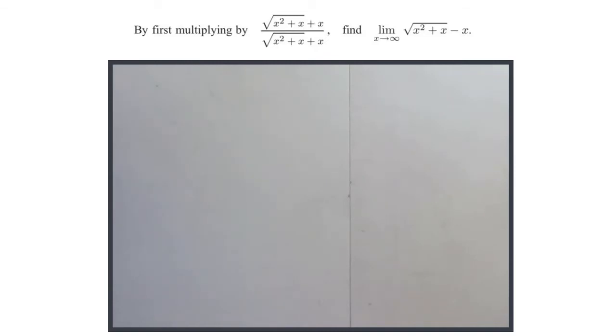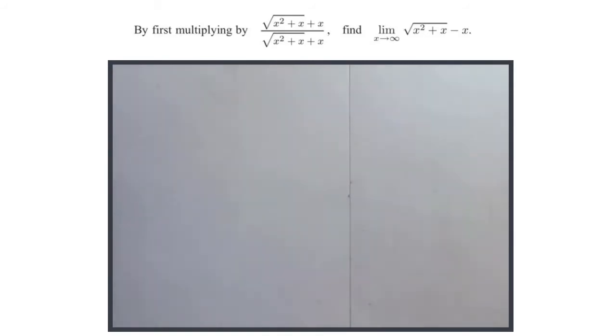by first multiplying by the square root of x squared plus x over the square root of x squared plus x, find the limit as x approaches infinity of the square root of x squared plus x minus x. So I've selected this one. It's quite a challenging question. It does at least give you a hint as to how to do it. It's not an easy limit.